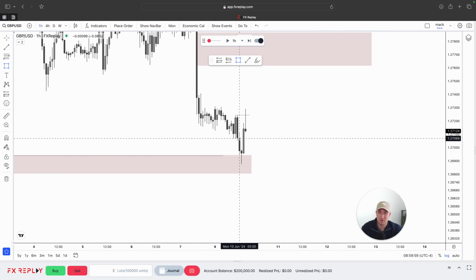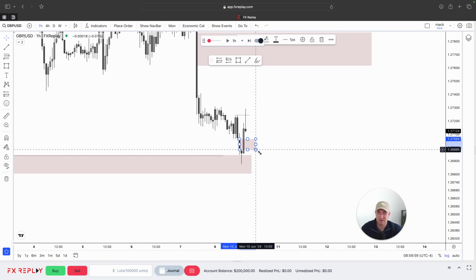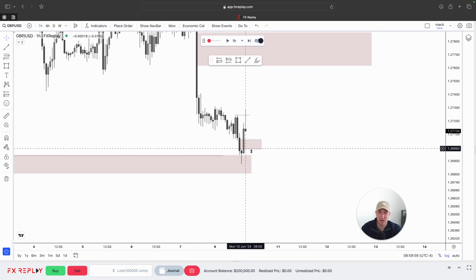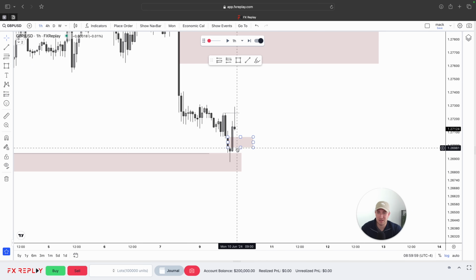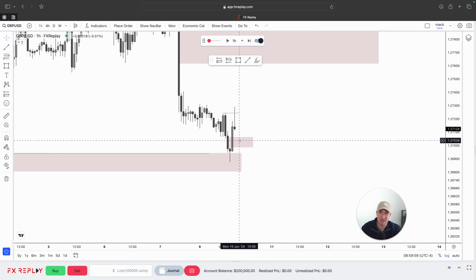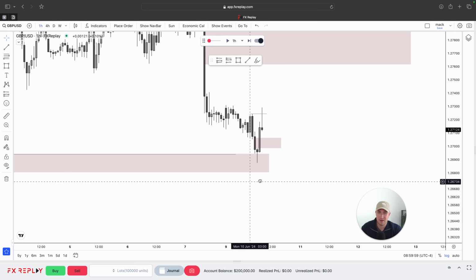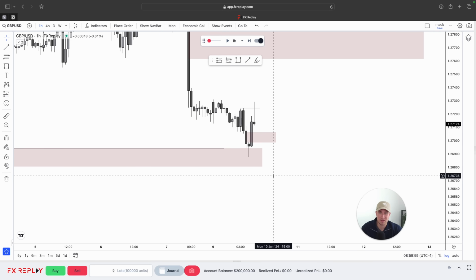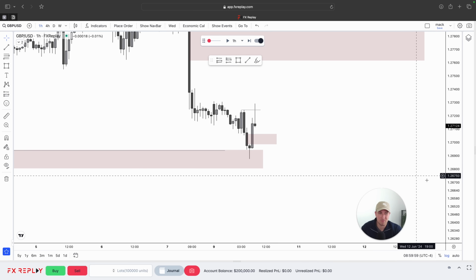What I ended up doing was setting a pending within this inverted fair value gap, right? Or the balanced price range, whatever you want to call it. It's an ICT concept. It's a fair value gap in the opposing direction, right? So we had this one right here, price breaks above it. I've been testing these out a lot and they're very, very nice. But I won't be teaching that at all. You can just look that up online for ICT if you really want to dive into it.